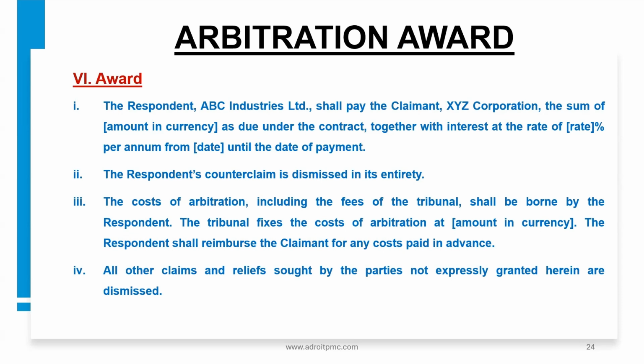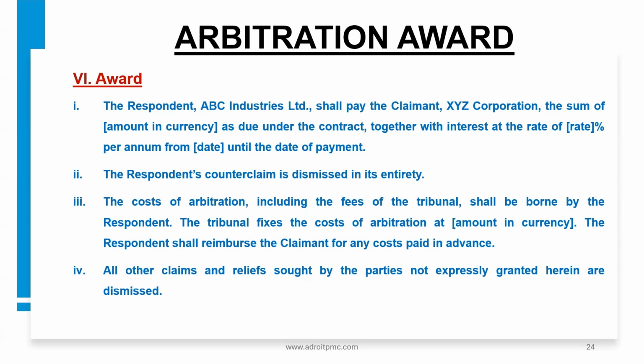So this is the final part of the award, wherein the arbitrator has given the actual award. That is the final award. So the respondent shall pay the claimant the sum of rupees as under the contract together with interest at the rate of until the date of payment. Next, the respondent's counterclaim is dismissed in its entirety. He has already rejected the claim of the respondent in the issues part itself, but he has to mention it in the final part of the award. Whatever the decisions by the arbitrator, he has to mention in the final part of the award.